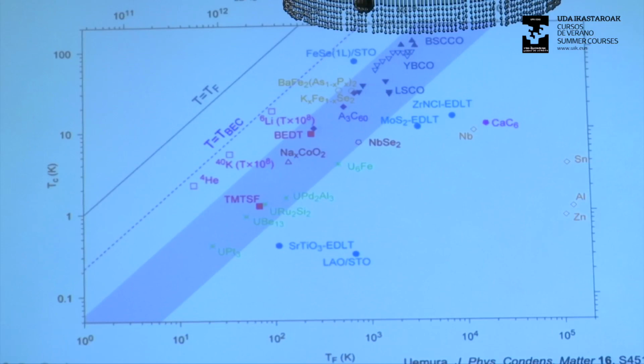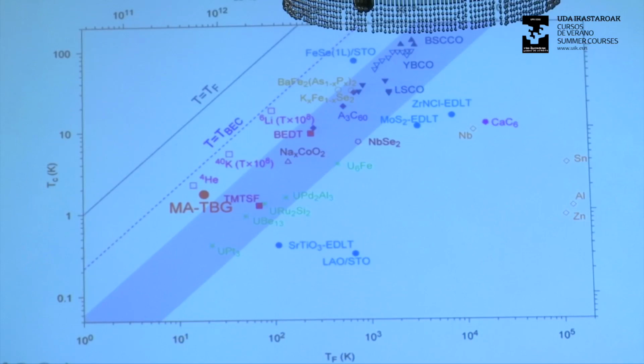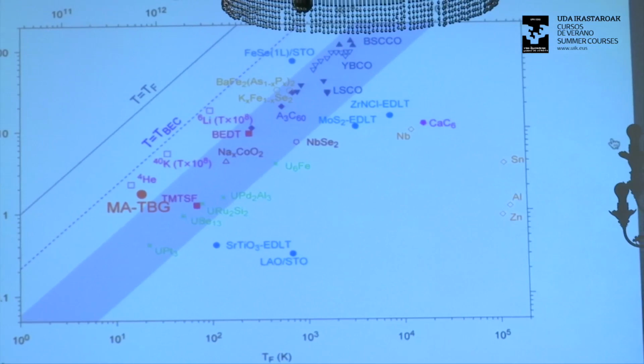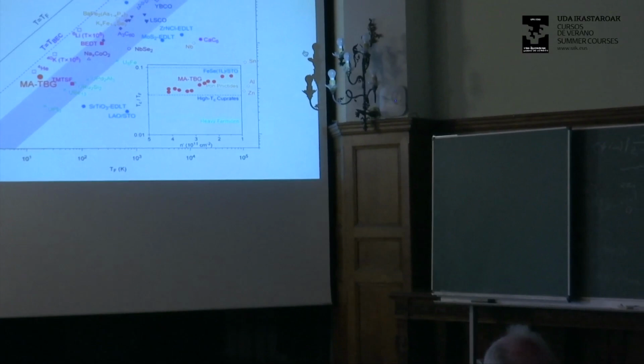I even included some data for lithium-6 and potassium-40. For cold atom systems, both axes are multiplied by 100 million so that they appear here. But in terms of coupling strength, they're super strong. In fact, they can tune all the way through the BCS-BEC crossover. So where is magic angle graphene? Magic angle graphene is there. It's among the strongest coupled superconductors that we are aware of. There's only one other data point: monolayer iron selenide on STO, although there's a little bit of debate about exactly what the Fermi energy of the system is. And of course, we can tune this continuously with gate voltage, which you cannot do with other systems.